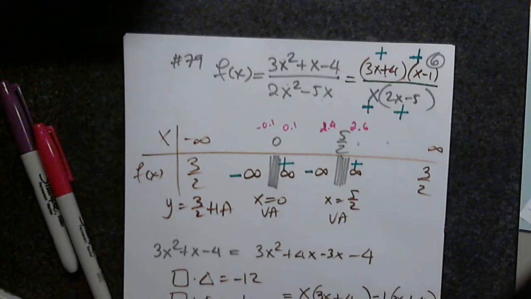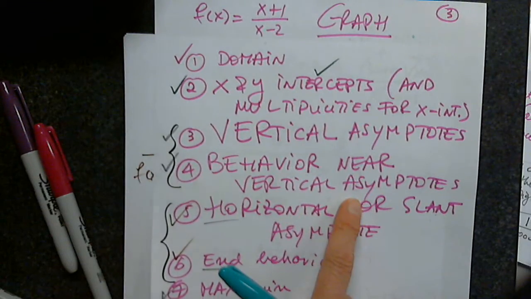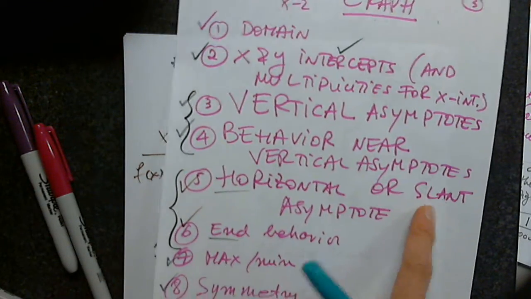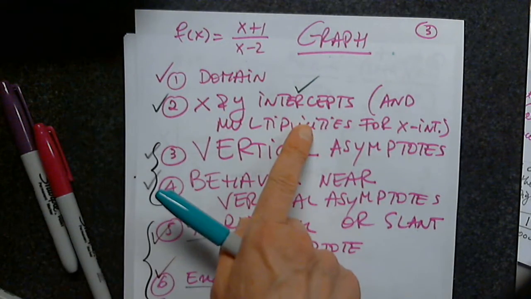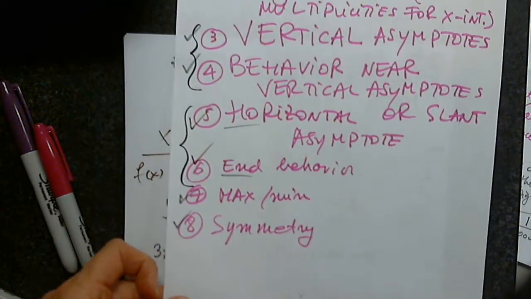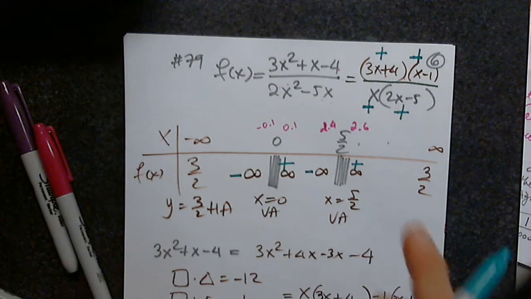So let's see what we accomplished in a few minutes, really. We have domain, we have vertical asymptotes and behavior near vertical asymptotes. We have the horizontal and the slant, we have the end behavior. What we don't have yet is the x and y intercepts. Max, min, I have to look. Symmetry, none. Because it has a vertical asymptote at 0 and 1 at 5/2.